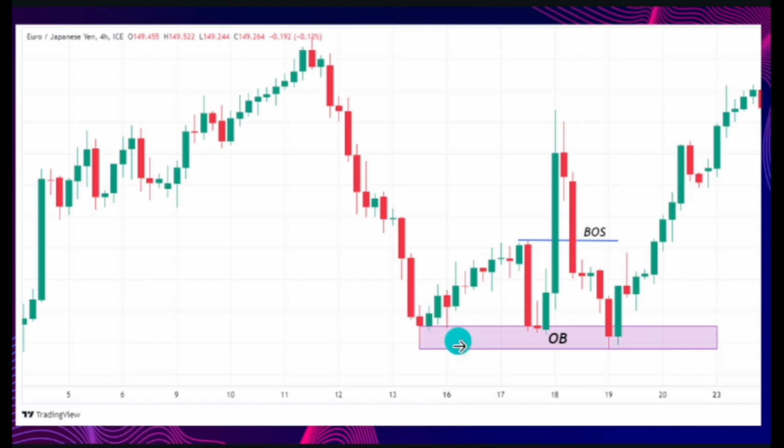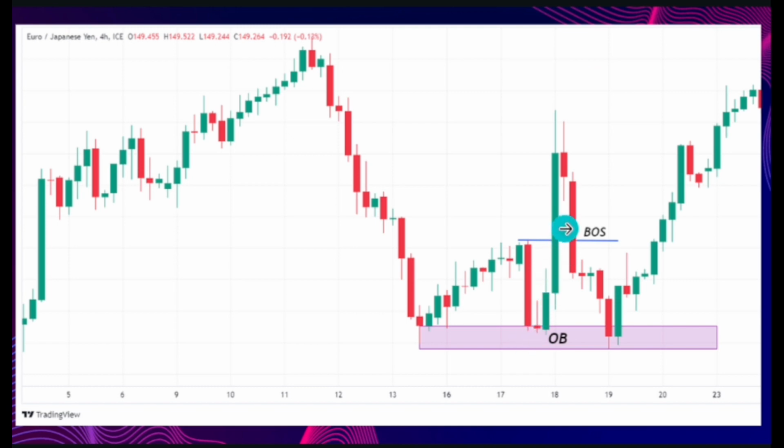We can see our order block. This is our order block. We've identified our order block. Then we need to see a break of structure, because a break of structure indicates that that particular trend has been broken. You know, we are on a downward trend, so we need to see a break of structure so that we will know that price is going to reverse.